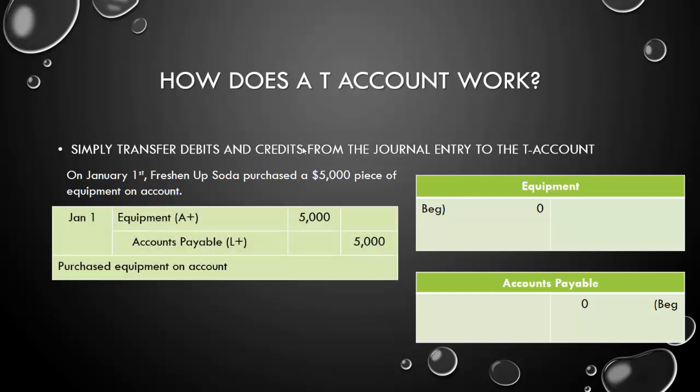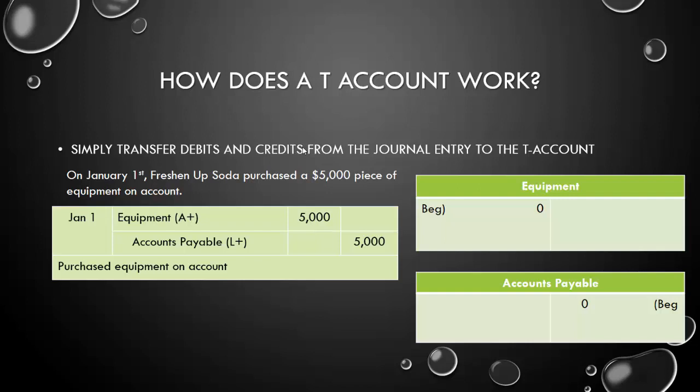Two things being affected are equipment, because we're buying equipment, so the value of our company's equipment has to change, and accounts payable, because we're going to owe more money in this case. What goes where? Well, equipment is an asset, and assets always go up with a debit. Our total amount of equipment that our business owns is going to go up because we just bought some, so we're going to debit equipment for $5,000.